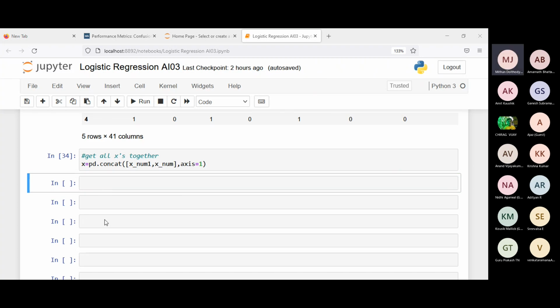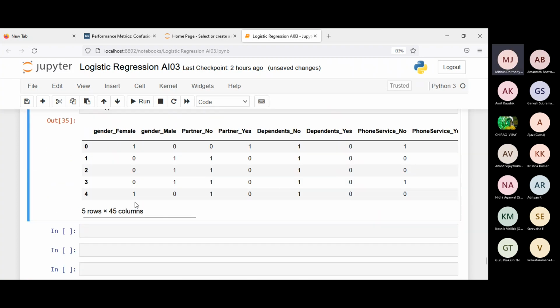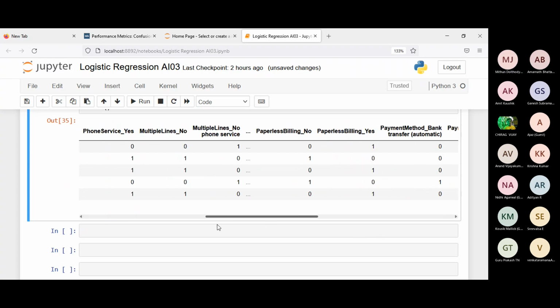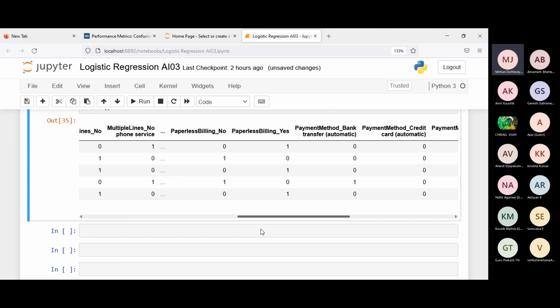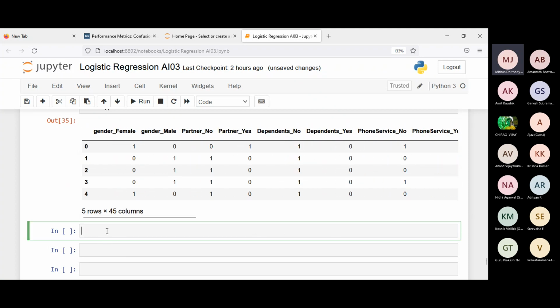So now my list of independent variables, the final set of independent variables, is 5 rows and 45 columns. All are numbers. You can just visually inspect them. All of these are numbers. There's not one single categorical variable. So I hope this is clear, guys.